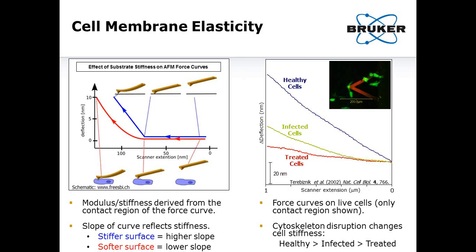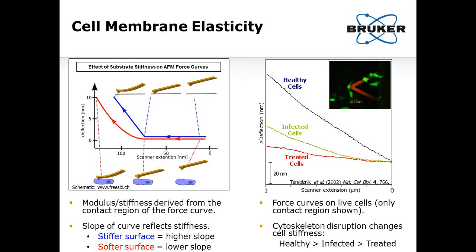What you can clearly see is that the slope of these two curves is very different. You can imagine that pushing against a harder surface causes more tip deflection than pushing against a soft cell surface with the same amount of force. As such, a steeper or higher slope indicates a stiffer surface or higher elasticity, while a lower slope indicates a softer surface or lower elasticity.